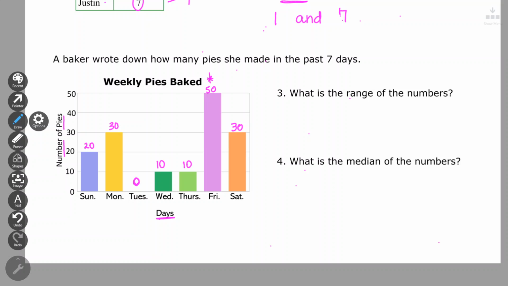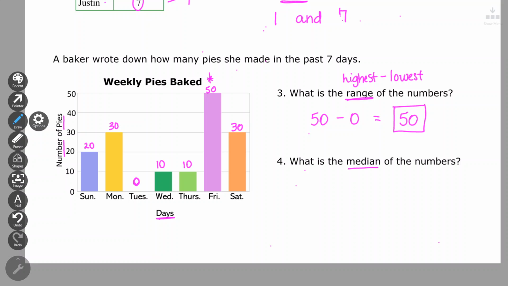Now remember the range. The range means you're going to find the highest and subtract the lowest from it. So what was the highest number of pies she made? Well, that would be 50, and that was what she did on Friday, minus what was the lowest number of pies she made? Well, on Tuesday she made none, so that would be 0. 50 minus 0 is 50. So the range would be 50.